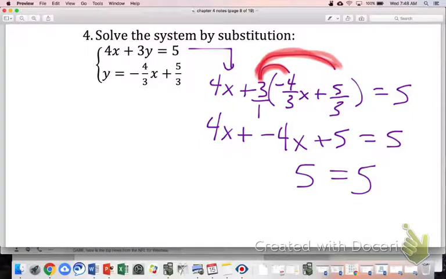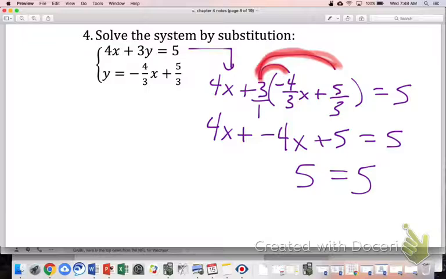So I would say this is strange, but we've seen this before several times where the variables simply add out. They seem to go away, right? So in these cases, your answer is always going to be either no solution or infinitely many solutions. So what do you think is going to happen in this case?